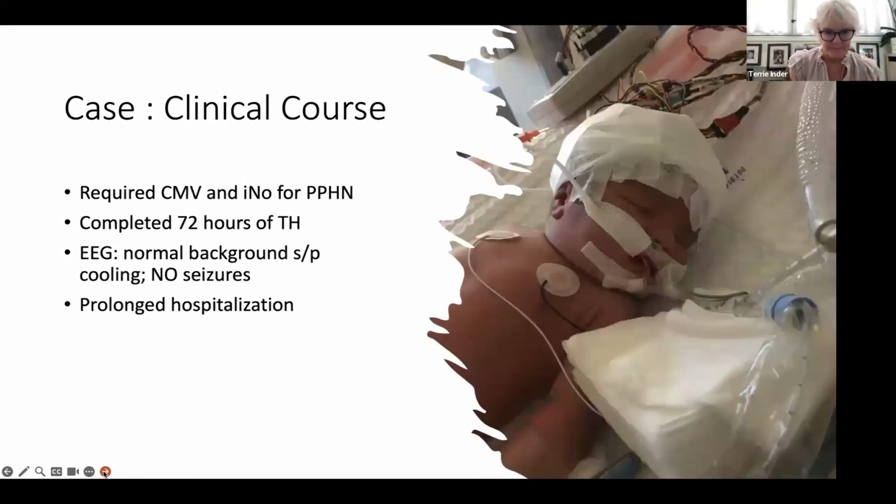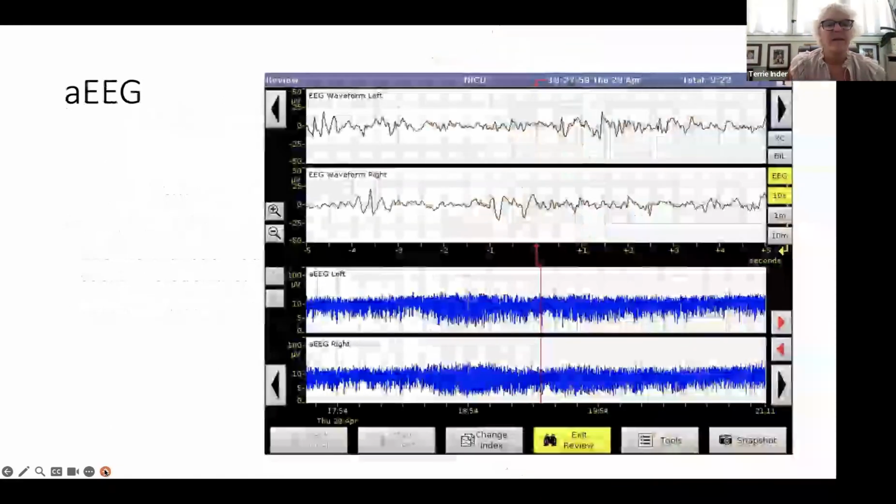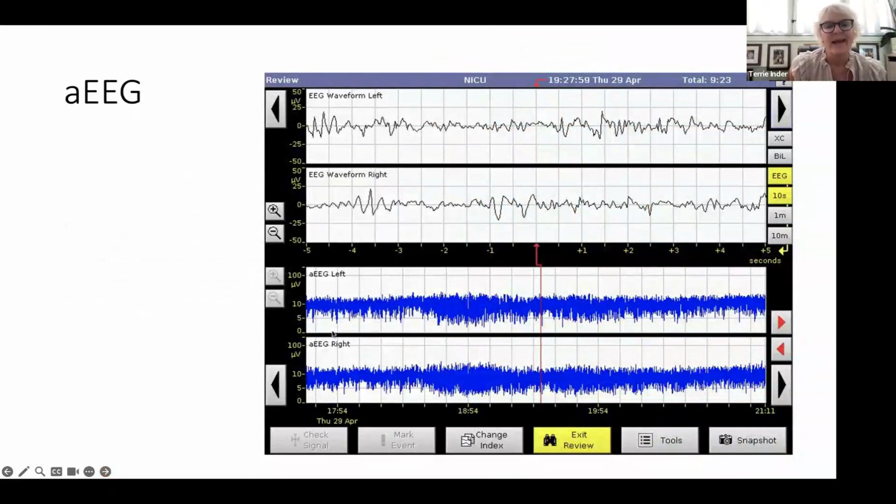The infant underwent a standard sort of treatment course with conventional ventilation and INO for pulmonary hypertension, had 72 hours of therapeutic hypothermia. The important thing to note is that the background on the EEG was always reassuring, with a very good looking background. But the baby did go on to have a bit of a prolonged hospitalization. The MRI was done after this. This was the aEEG at the bedside, and you can see this very nice background trace with some nice cyclicity present here and a good amount of EEG activity.